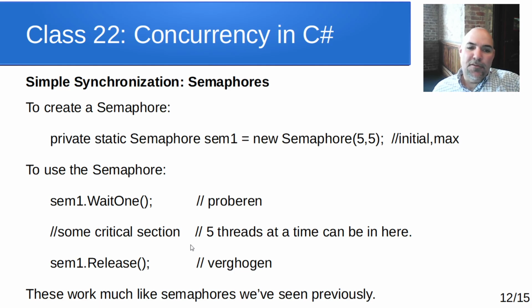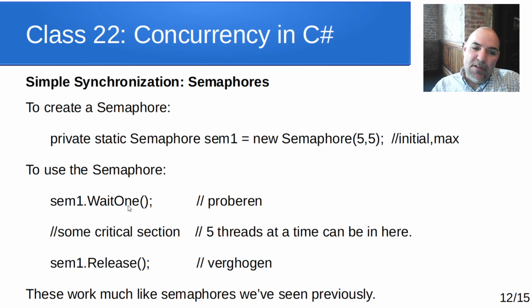Let's look at semaphores. Semaphores work essentially the same way. There is one difference, though, that needs to be mentioned. When you create a new semaphore, you can pass in arguments to the constructor that say what the initial value of the semaphore is and what the maximum value is. This is kind of like a bounded semaphore in Python that we saw previously. For this semaphore object, we're saying start it out with a value of 5 and make its max 5, so it can never go above that.